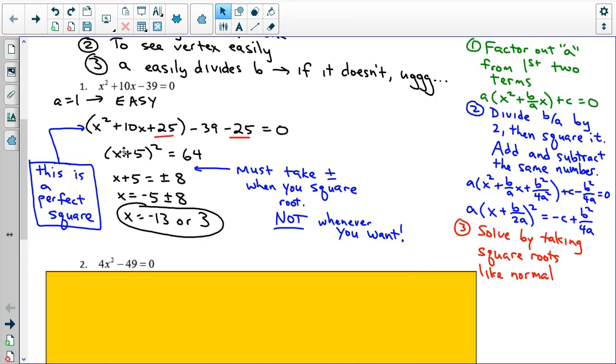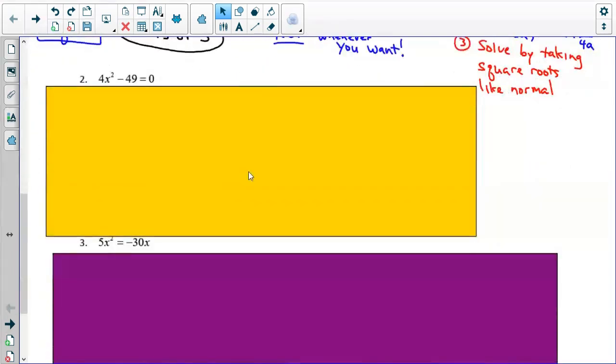That's why we complete the square. It's so we can get to this step where we have x plus 5 quantity squared. Also note, when we take the square root, that is exactly when we must put the plus or minus, not whenever we want. We can't just put plus or minus whenever we want. It has to be when we're taking the square root in the equation.